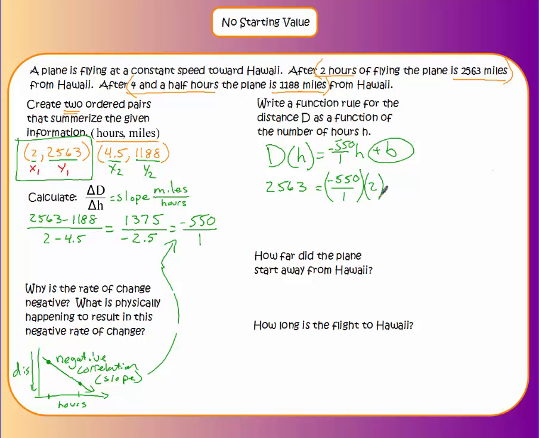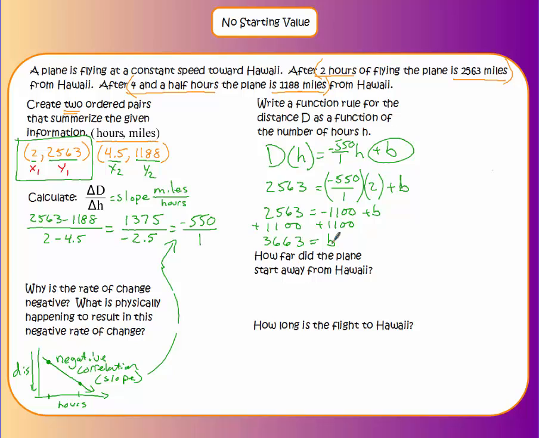So the hours is 2. And let's put this plus b because I'm looking for it. Now let's solve for b. This tells me 2,563 equals negative 550 times 2, which is negative 1,100, plus b. I need to add this to both sides to get b by itself. And I get 3,663 equals b. So what does that tell me?